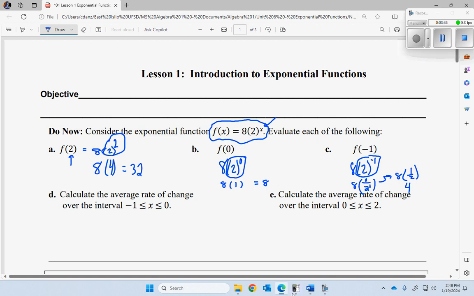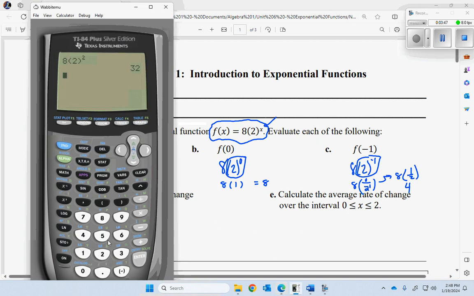And if you don't believe me, we take out that calculator and we type in 8 parentheses 2 to the negative 1 power. 8 times 2 to the negative 1 power. Hit enter, and I do get 4 as an answer. So that's how we use our calculator. Hopefully it was a good reminder about exponents. And now let's see what happens when we graph this stuff.